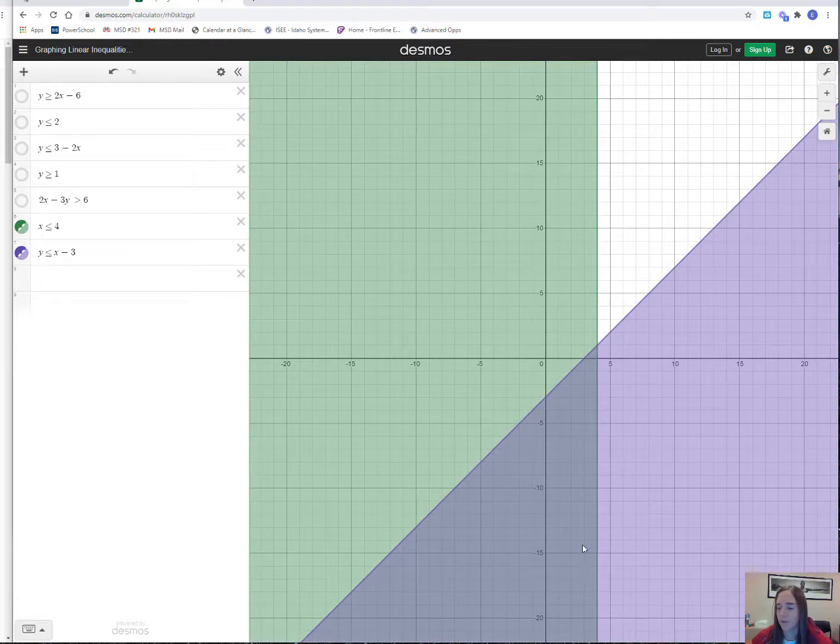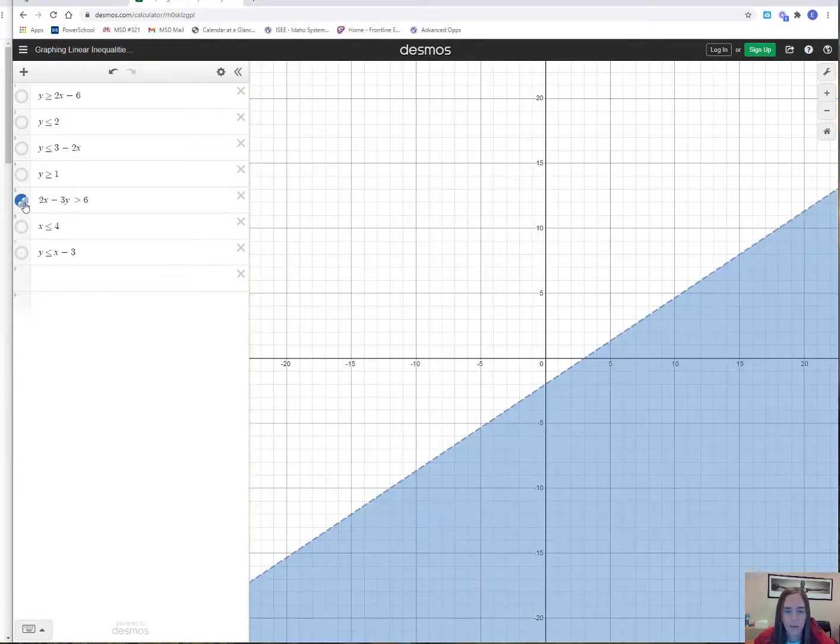Okay, so if I pick the point -3 and -10, right there, that would be a solution because it's in the double shaded area. If I pick a point right here, that would not be a solution to the system because it's only in the green area and not the purple area.